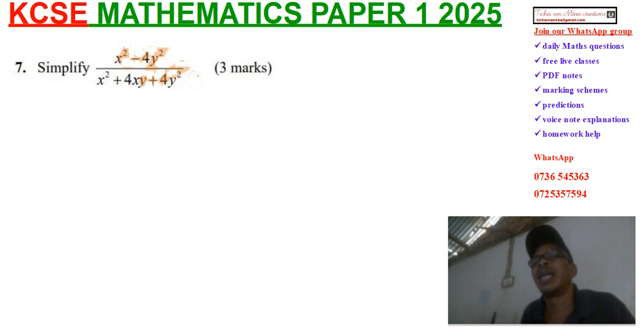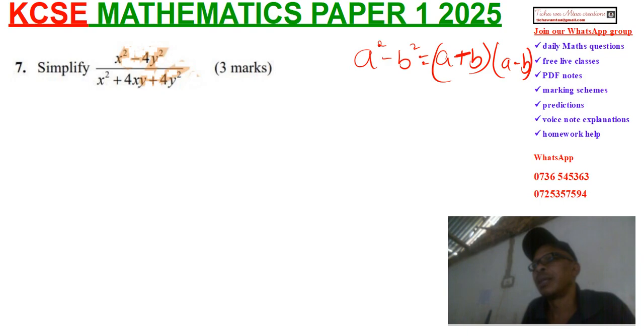In Form 2, you learned quadratics. For the first part, you should remember the difference of two squares. We say that a squared minus b squared is equal to a plus b times a minus b. So that is the difference of two squares. You should remember how we factorized in Form 2.